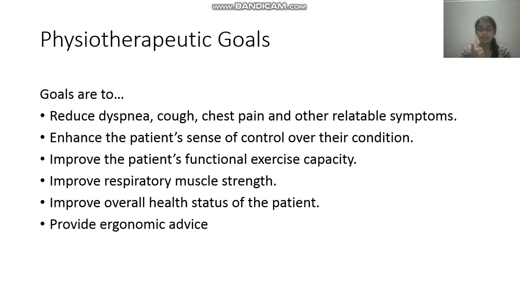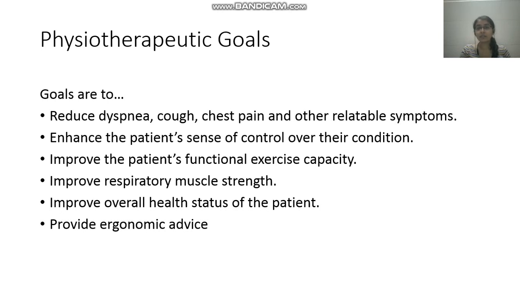Will be reducing dyspnea, breathlessness, cough, chest pain, and other relatable symptoms according to the case that you have been allotted, or according to whatever symptoms your patient is having, whatever complaints he is having. Enhance patient's sense of control over their own condition. He should know what is the condition he is suffering from, why is it happening.